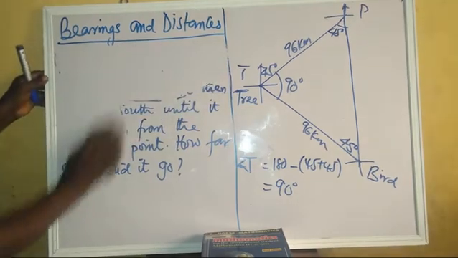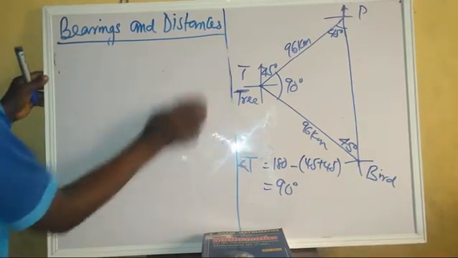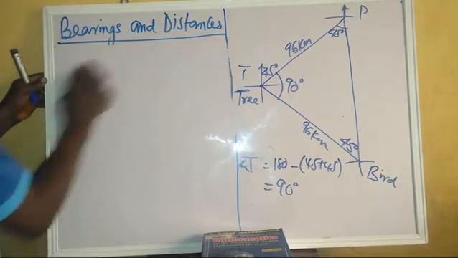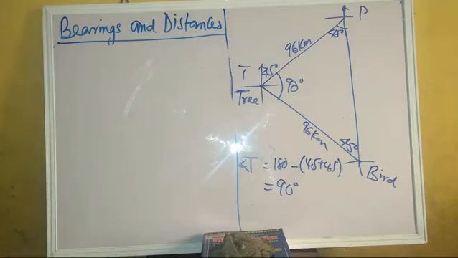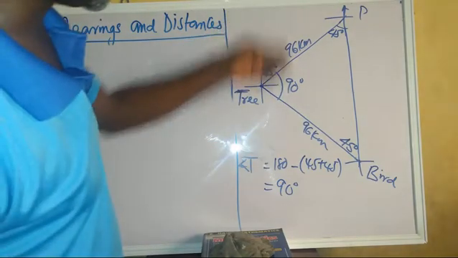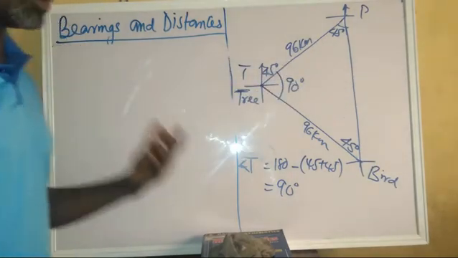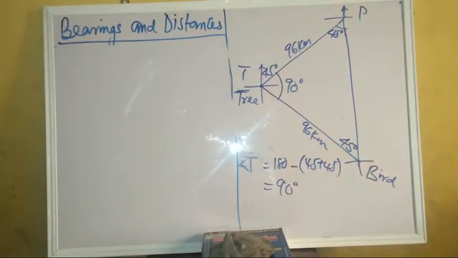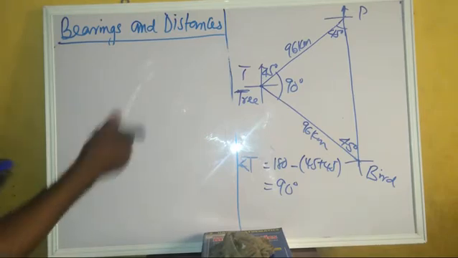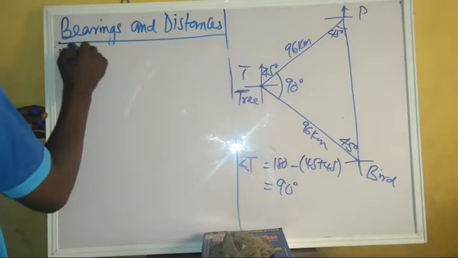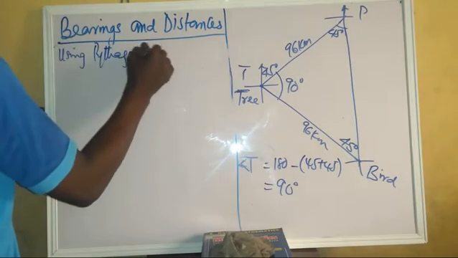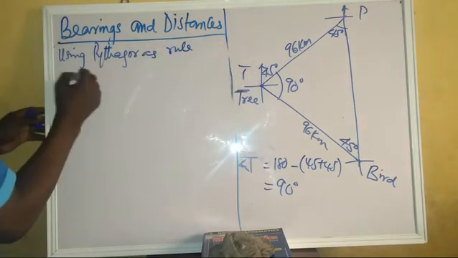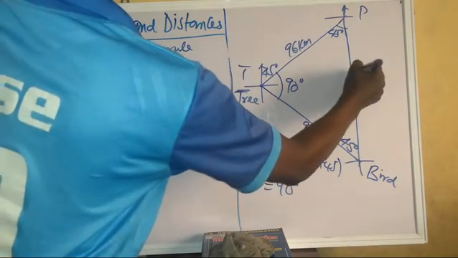And in a right-angled triangle, there are two major ways of solving problems. It's either you use Pythagoras' Theorem or you use your SOHCAHTOA. Since we have two sides and we are looking for the third one, Pythagoras' Theorem would be more appropriate to apply. So, using Pythagoras' Theorem, this is our side, let's call it small t.